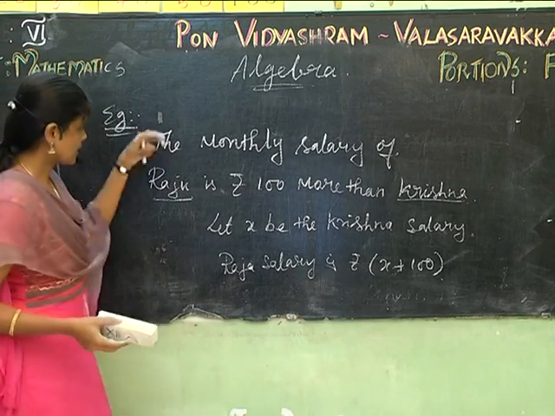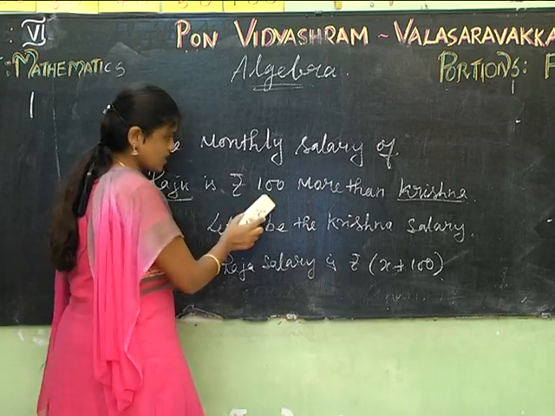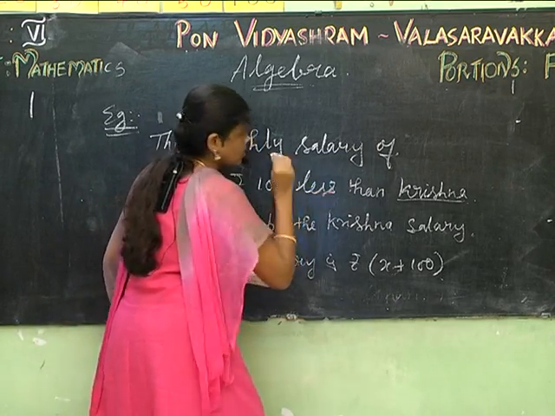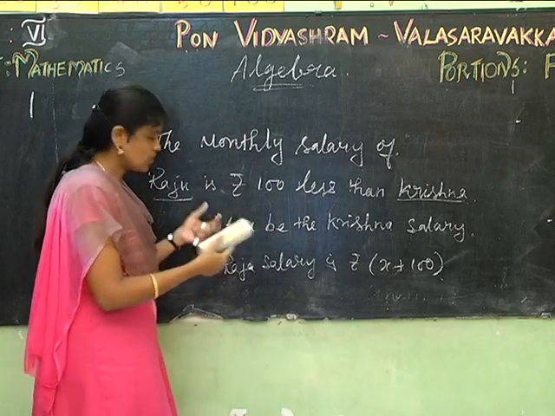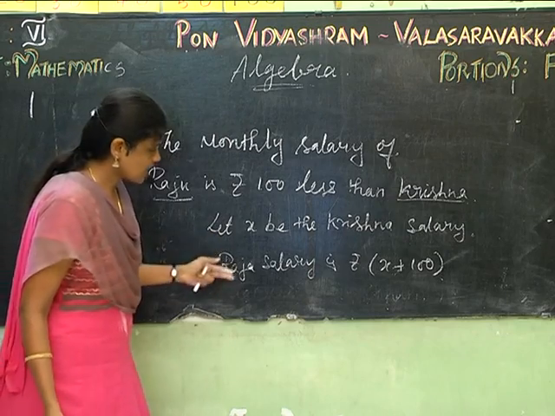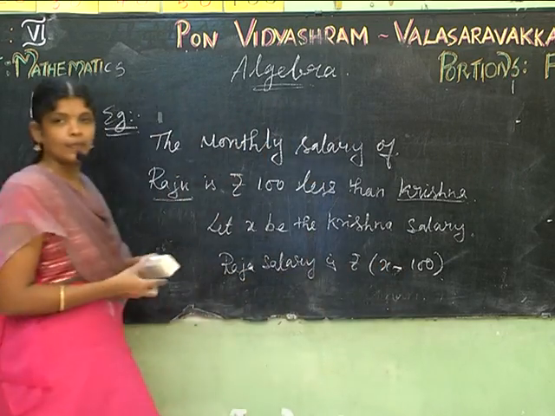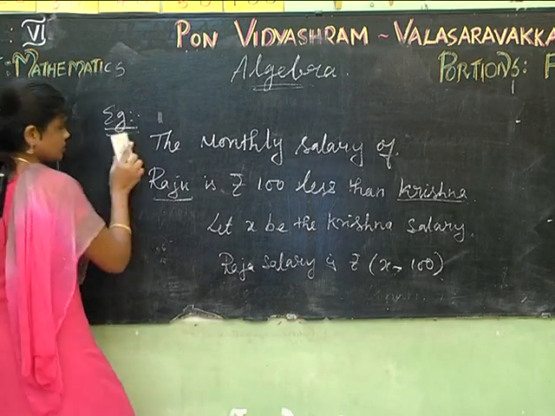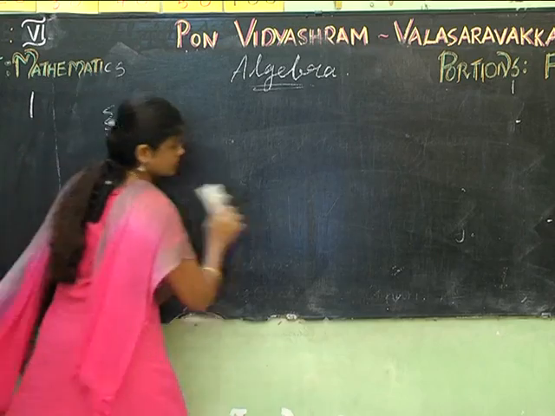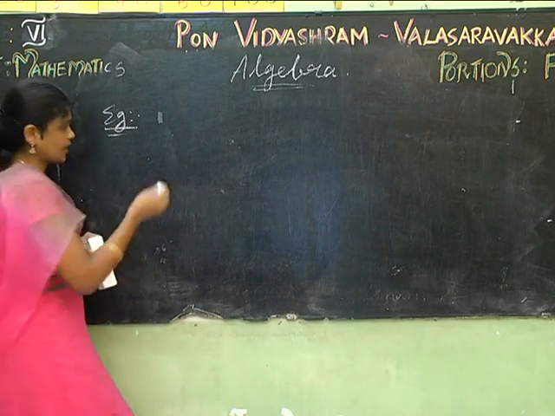Then again, you can consider the monthly salary of Raju is rupees 100 less than Krishna. Similarly, let x be Krishna's salary, and Raju's salary is x minus 100. Okay. Another example. Next example is for product and division.